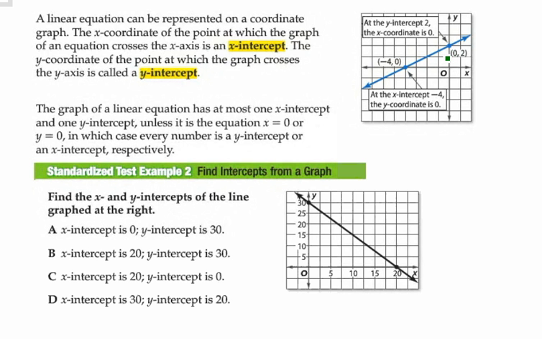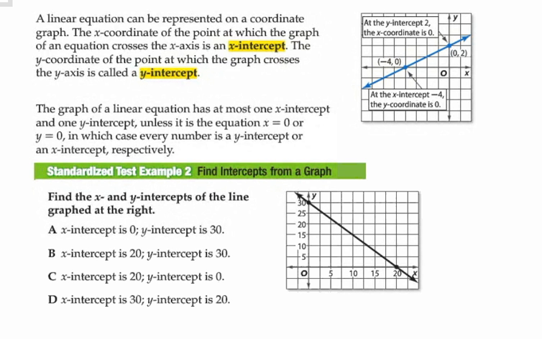And this is where sometimes the kids want to say that this is the y-axis because the y is 0, but that's not true. The opposite is going to be 0. The graph of a linear equation has at most one x-intercept and one y-intercept, unless the equation is x equals 0 or y equals 0. In that case, it goes straight up and down the axis itself.